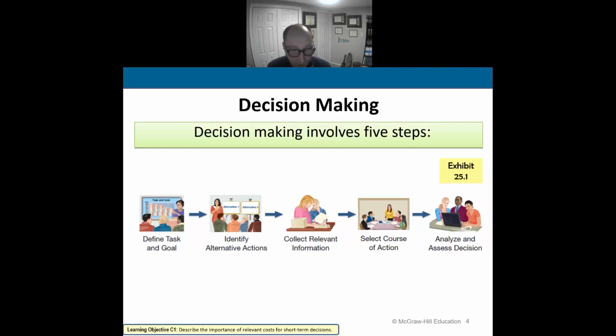The first step is to define the task and the goal at hand. So what is it that we want to do?